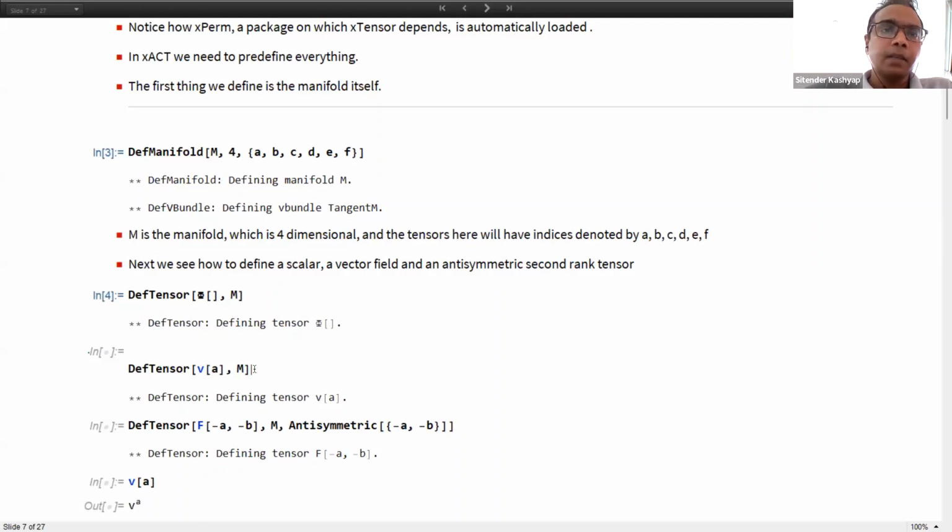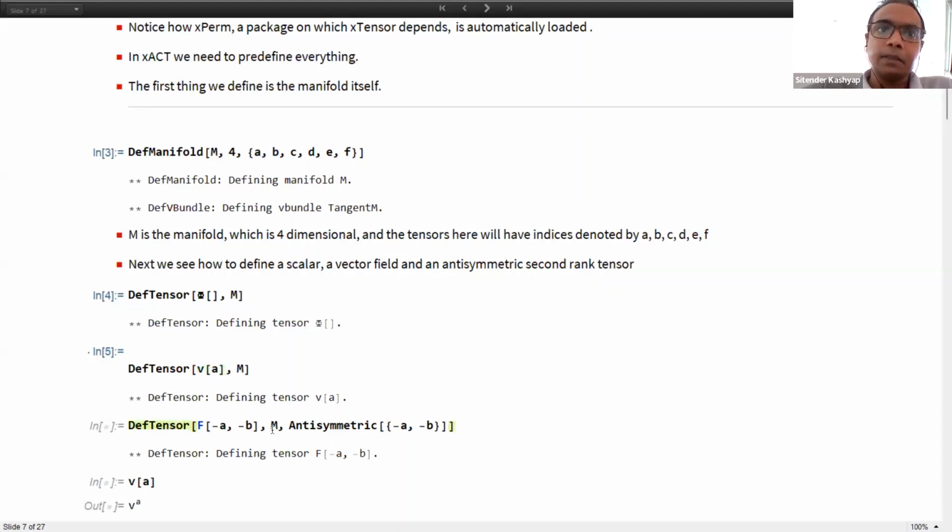Next, we define a vector. Vector V, which will have index A and which will be on manifold M. Notice here that this vector is a contravariant vector, and this we know because there is no minus here, V of A. Like for example, if you see this tensor F, whenever there is a minus sign, that means the index will be lower, and whenever there is no minus sign, the index will be up. So that's how we define it. This vector field V of A has now been defined.